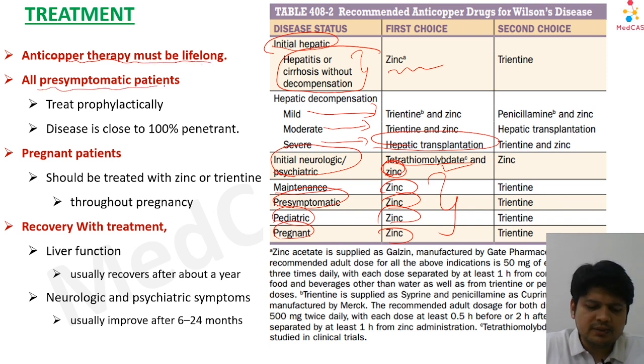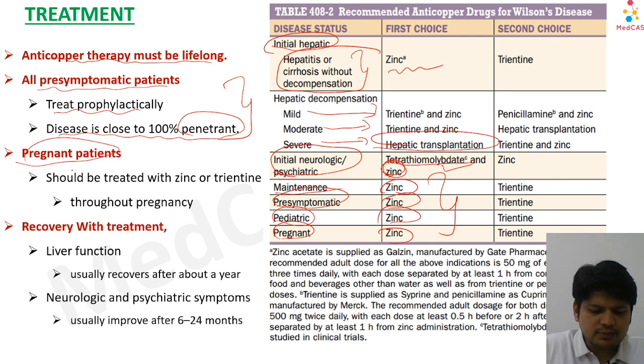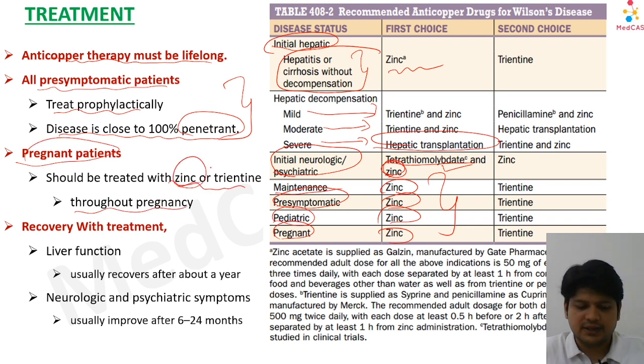All pre-symptomatic patients should be treated prophylactically because the disease is close to 100% penetrant. That is the importance. If you get a patient of Wilson's disease and you do not ask about the sibling, if you do not test the sibling, you are doing harm to your patient, right? So please do that, and that will help you. Pregnant patients should be treated with zinc or trientine throughout the pregnancy, preferably zinc.